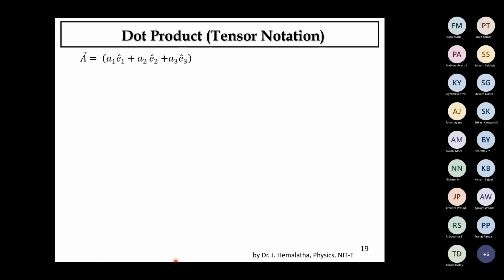Okay, then we will see where these special tensors are useful. We studied this unit as a continuation of vector calculus. So we are going to see some vector operators and how they can be written in tensor notation. You know the dot product in vectors, right? Let us see how this dot product can be written in tensors.